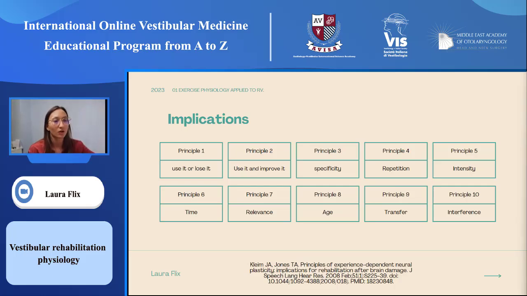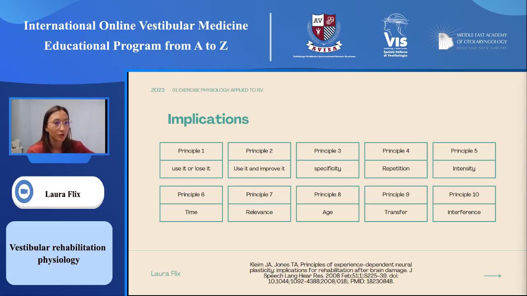And that goes hand in hand with principle 10, interference. If we train a lot of different things, it's more difficult to be very, very good at one of them. This principle is maybe sometimes less important in vestibular rehabilitation, because we are going to search for a good balance in a lot of different situations and not just in one, so transfer is more important.